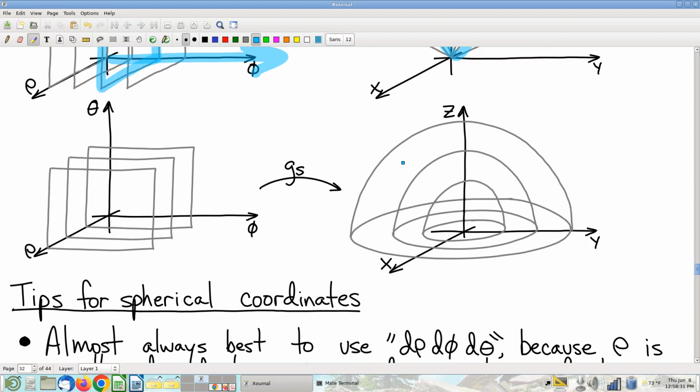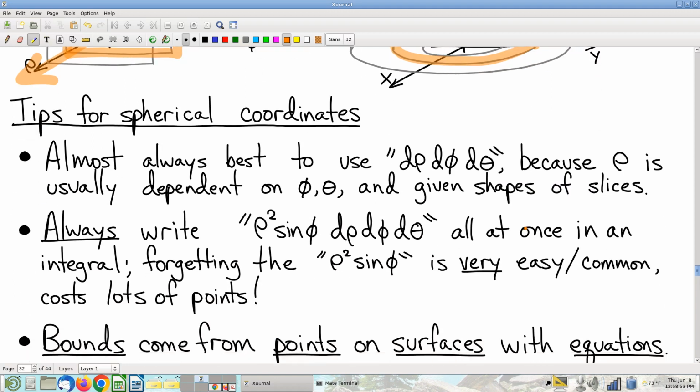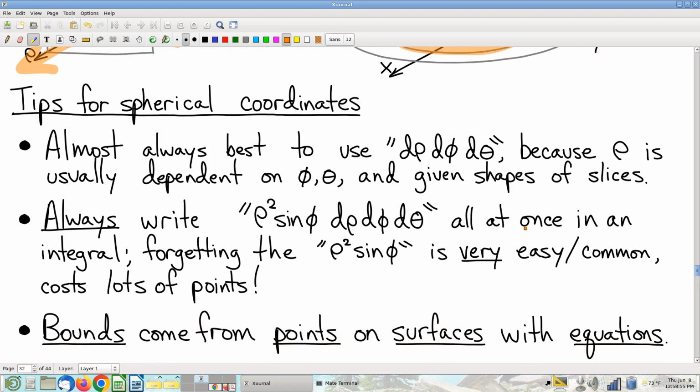And then lastly, and this would be a weird one, good news, we're not going to have to deal with this particularly, but if you have constant values of rho, a constant value of rho, being distance from the origin, would be spheres centered at the origin.